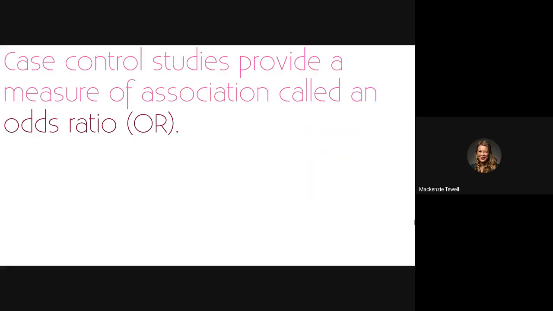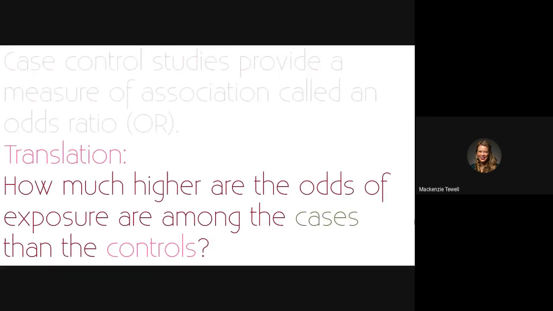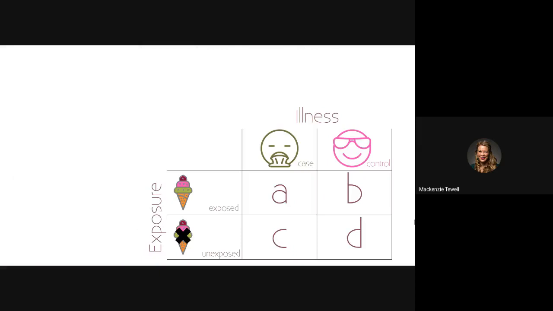The measure of association that comes out of a case control study is called an odds ratio. It tells us the relationship between an exposure, such as eating ice cream, and disease. In simpler terms, how much higher are the odds of exposure to a certain food item in cases as compared to controls? This is called a 2 by 2 table, and it's what's used to calculate odds ratios.